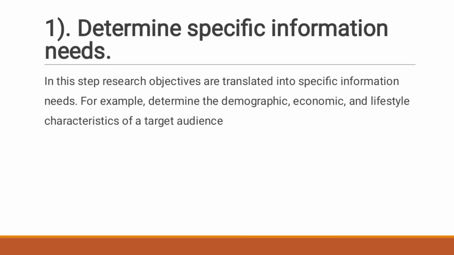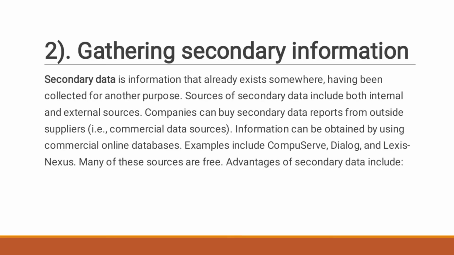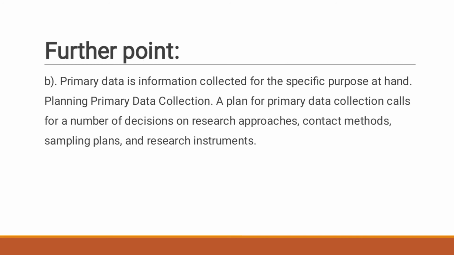Determine specific information needs. In this step, research objectives are translated into specific information needs. Gathering secondary information. Secondary data is information that already exists somewhere, having been collected for another purpose. Further, primary data is information collected for the specific purpose at hand. Planning primary data collection. A plan for primary data collection calls for a number of decisions: research approaches, contact methods, sampling plan, and research instruments.